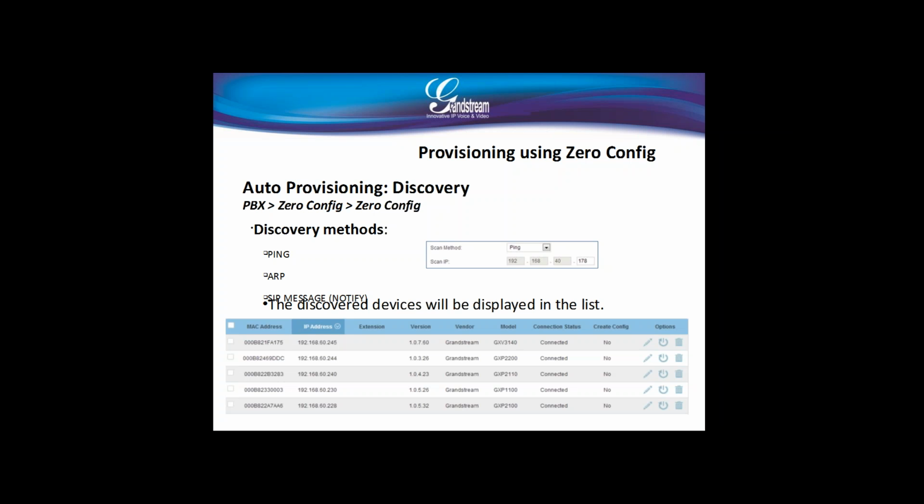And once you do that, at the very bottom you'll see a list of devices that it has discovered, including the MAC address, the IP address, and whether there's an extension already assigned to it. It gives you a whole list of information, even the firmware version of the device. So if you need to upgrade that device, you can determine from here if that has to happen.